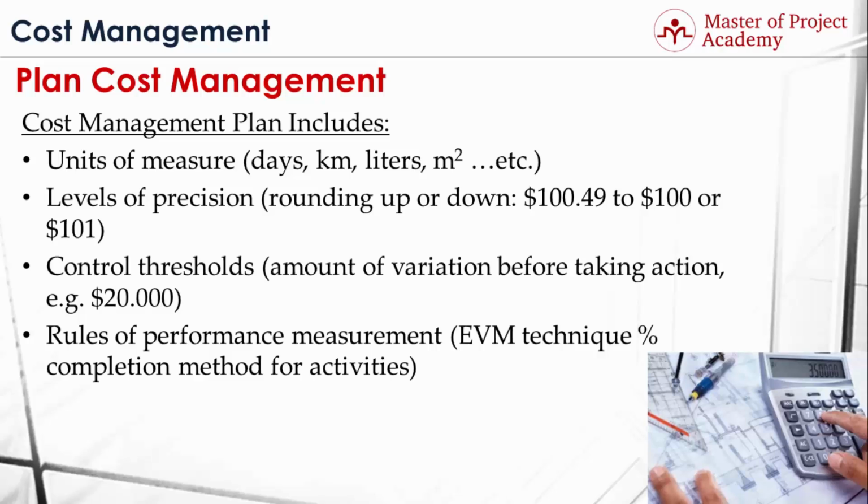Percent completion method for activities must be included in the cost management plan as well. For instance, how do you consider an activity in progress? Generally, there are 3 assumptions for activities in progress. First approach considers them as not started. Second approach considers them as 50% complete. And the third approach considers them as 100% completed. How activities in progress will be considered must be included in the cost management plan.